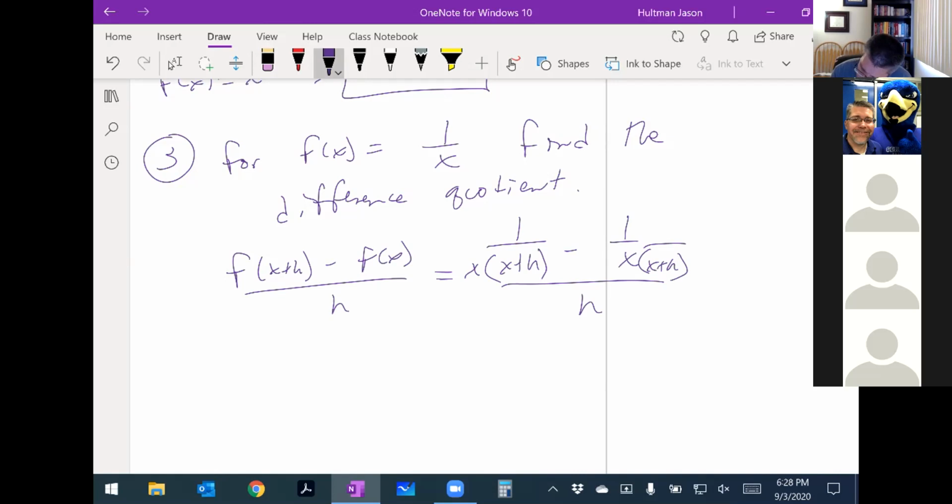So if I add an x on the bottom here, I've got to add it to the top. If I add an x plus h to the bottom, I've got to add that to the top. So this becomes x over x times x plus h minus x plus h all over x times x plus h, all over h.